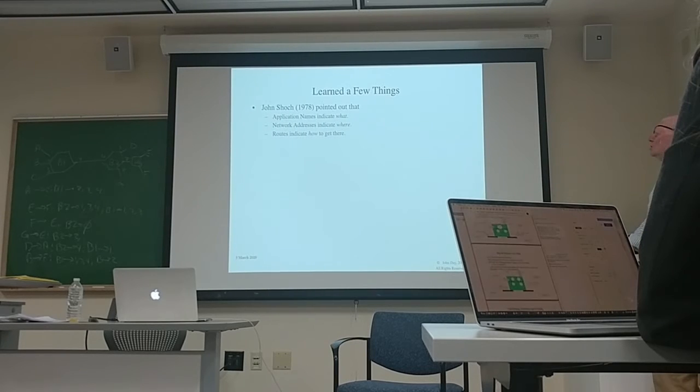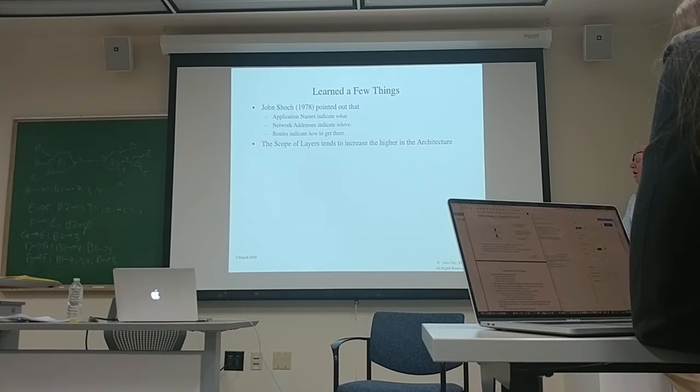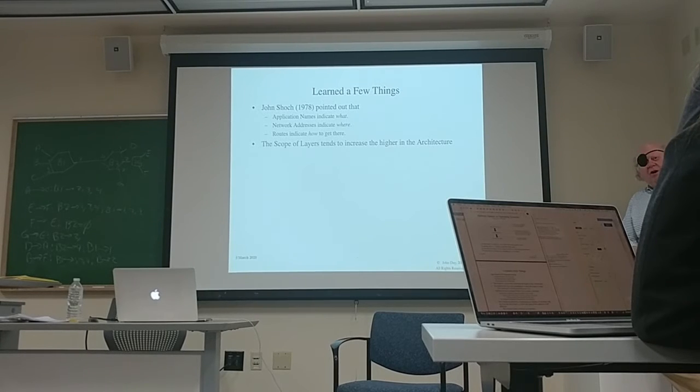Now, we learned a few things. John Shoch wrote a really nice little paper in 78. I think it was circulating earlier than that. And he says, application names tell you what you want to get to. Network addresses tell you where it is. And routes tell you how to get there. Now, one thing we've noticed is that the scope of layers tends to increase the higher in the architecture. And that means that an address only has to be unambiguous within the scope of the layer.